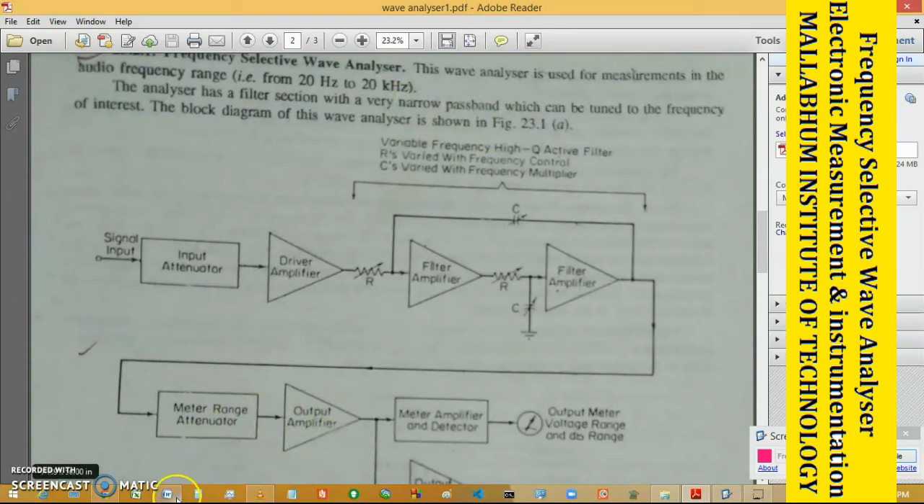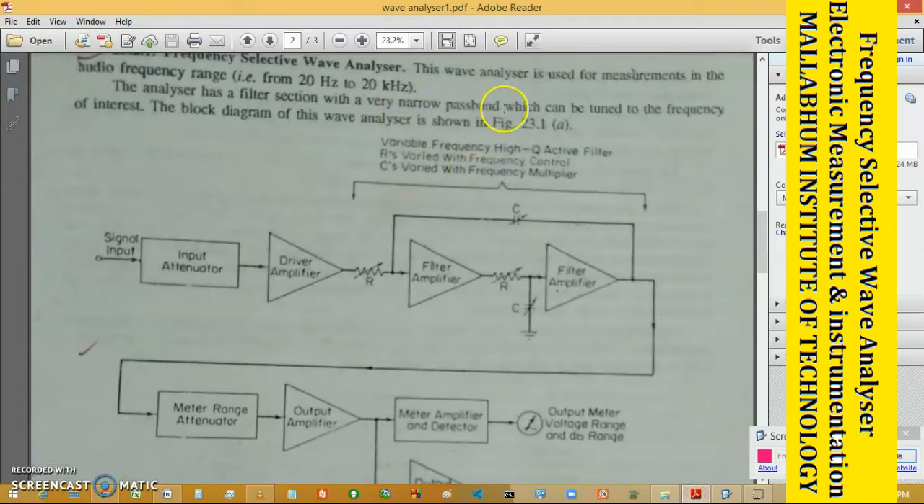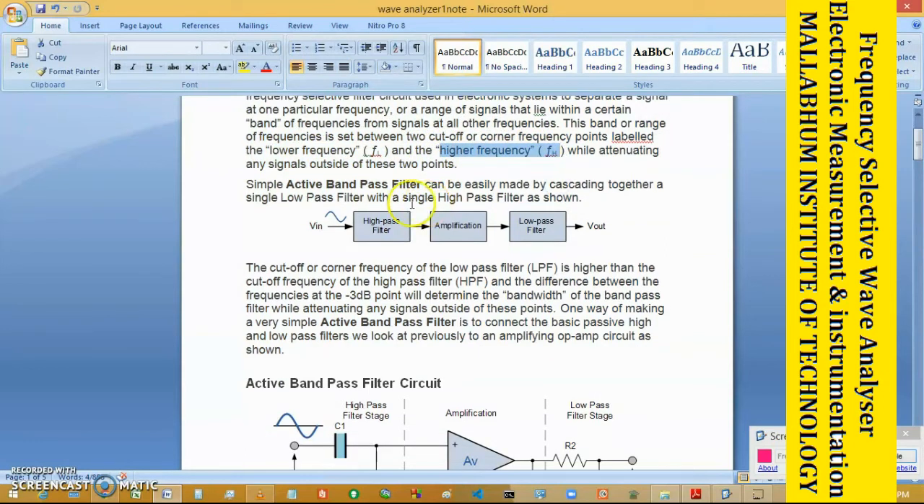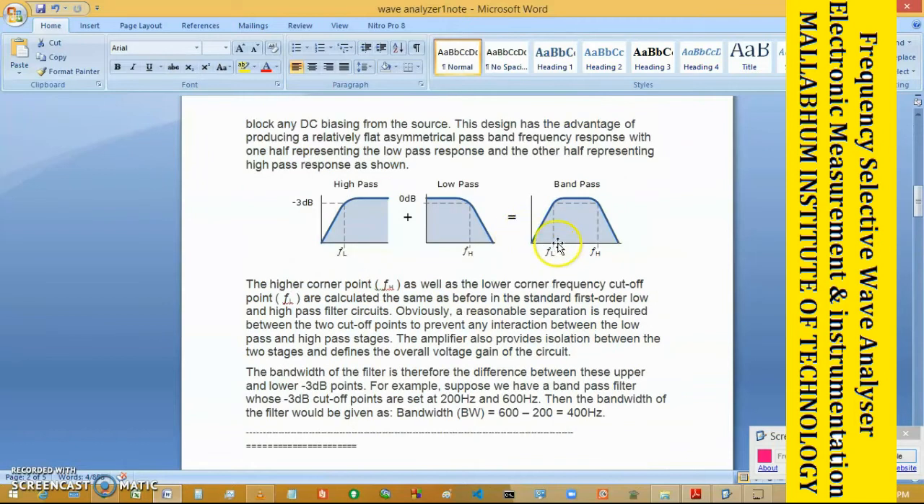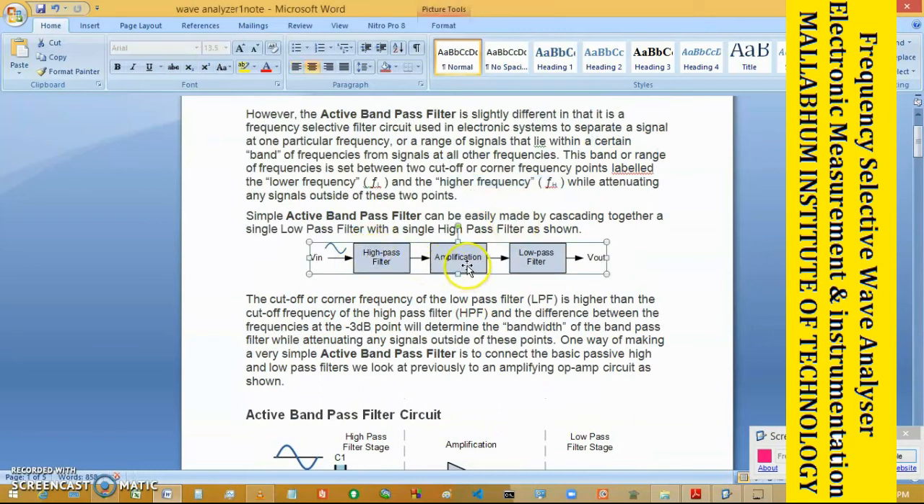So that's why I am showing you the basic theory first. This is a narrow passband filter, a high Q active filter, and that filter theory I have shown here. So this is an active band pass filter whose lower frequency limit is FL and higher frequency limit is obviously FH. Now this filter output is like that of a band pass filter. It consists of one high pass filter, between them an amplification circuit, and after that a low pass filter. So this narrow passband active filter consists of a high pass filter and a low pass filter.